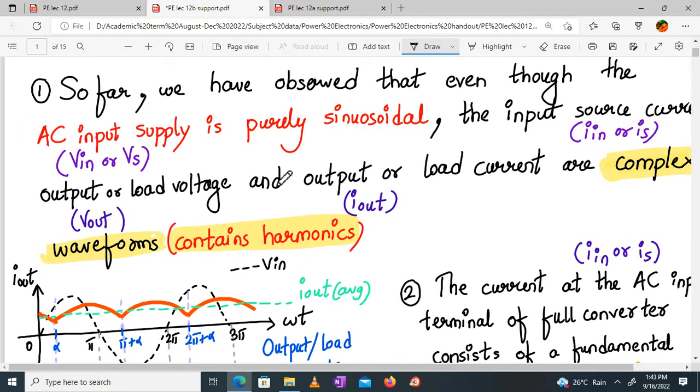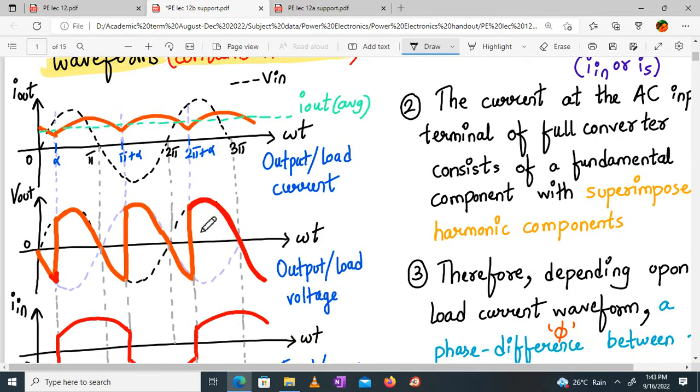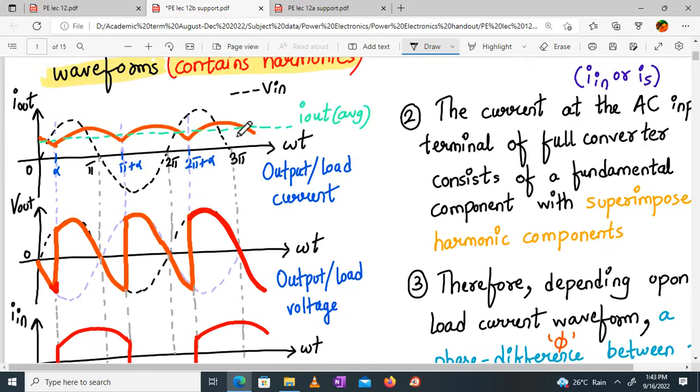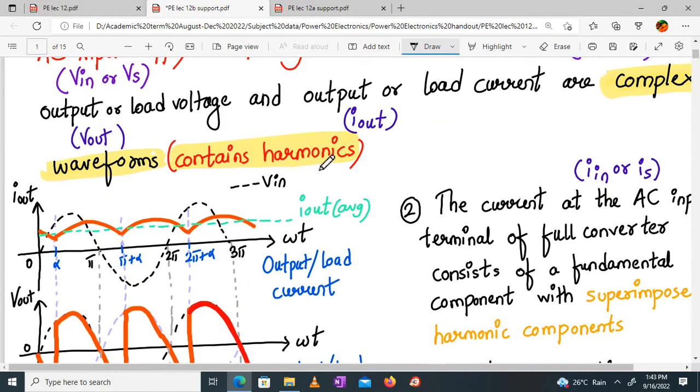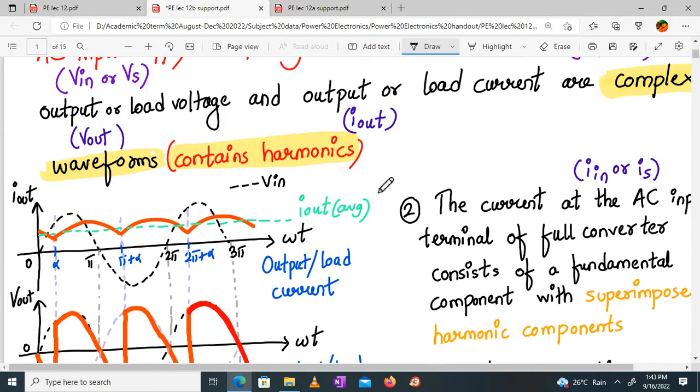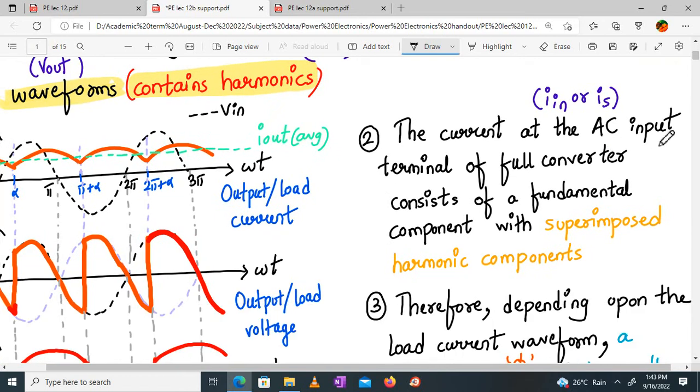The input source current, load voltage, and output current are complex waveforms. ये complex waveform है ना? This also is complex. This also is complex. That means they contain harmonics. Okay. So the current at the AC input terminal of full converter consists of fundamental component with superimposed harmonics component. You understand harmonics, right? The sinusoidal wave contains a lot of harmonics. It's a mixture of a lot of harmonics, right?